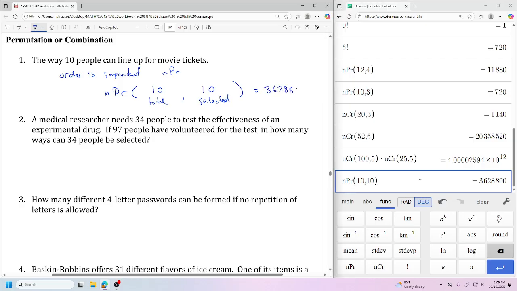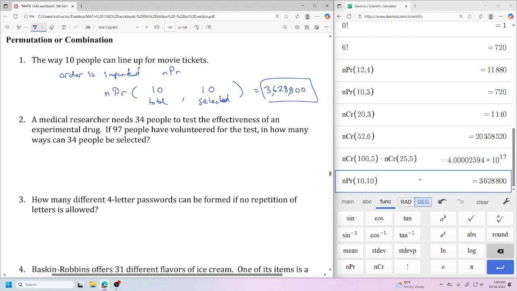It comes down to order. Right. It comes down to if order is important or not. So, like, people lined up, they want to make sure they're first. And if someone slides in and says, no, I'm first, they're going to get beat up. That's not cool, right? So, order, is it important? Then it would be NPR. And when order's not important, it's the NCR.